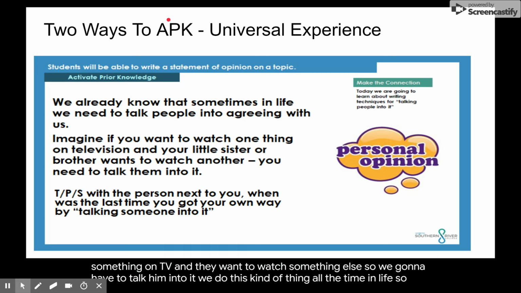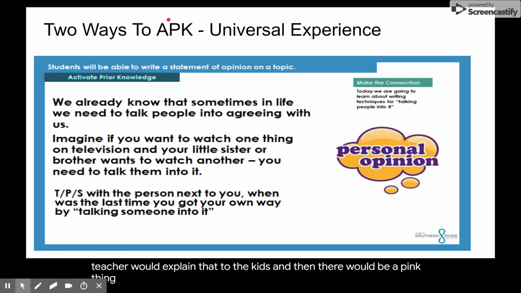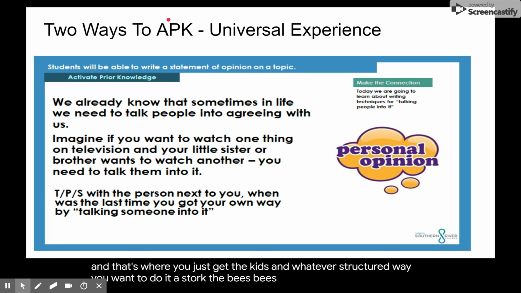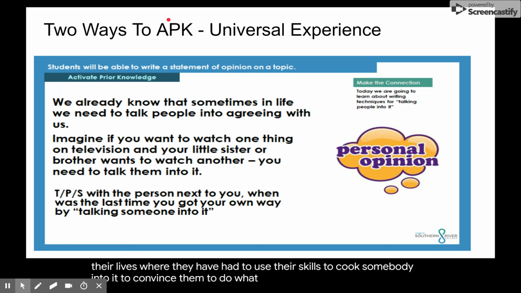So the teacher would explain that to the kids, and then there would be a think, pair, share, which is one of the engagement norms that we use, and that's where you just get the kids in whatever structured way you want to do it, A's talk to B's, B's tell A's, to talk about a time in their lives where they have had to use their skills to talk somebody into it, to convince them to do what they wanted. So that's activating prior knowledge via universal experience.